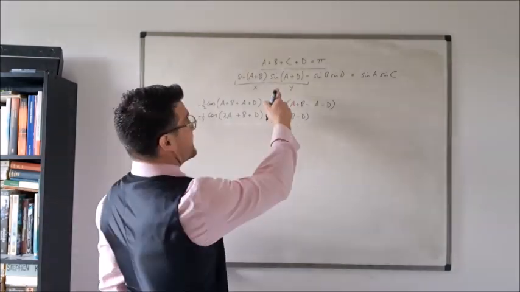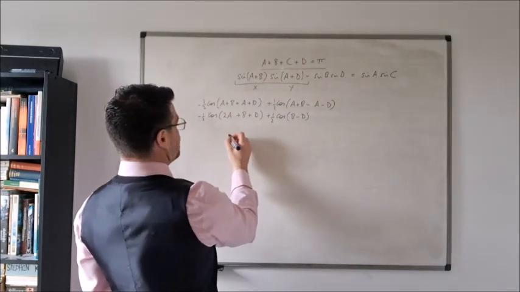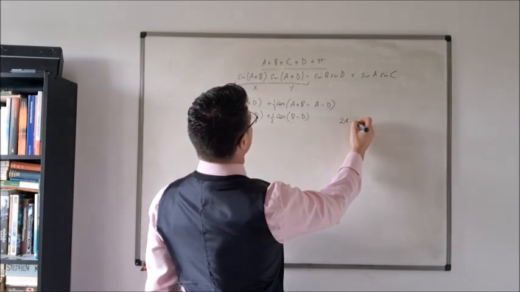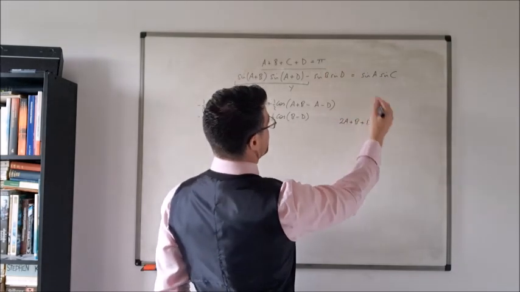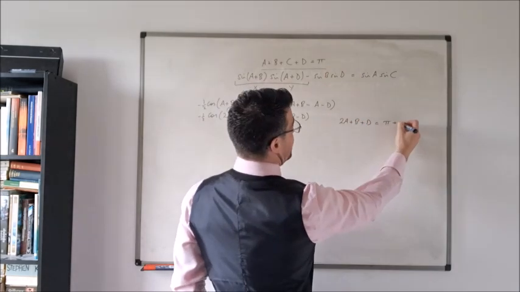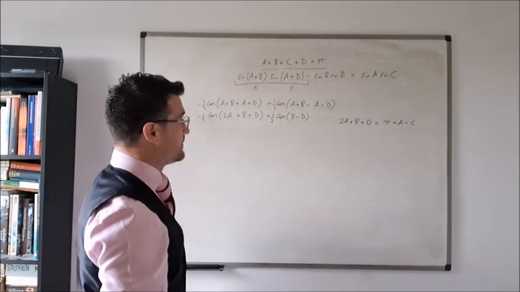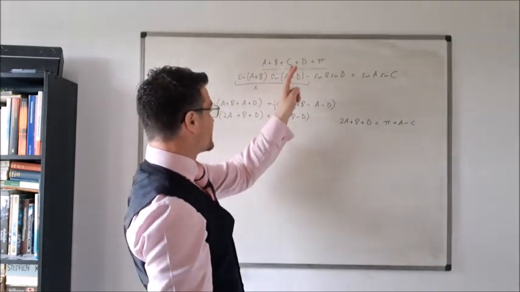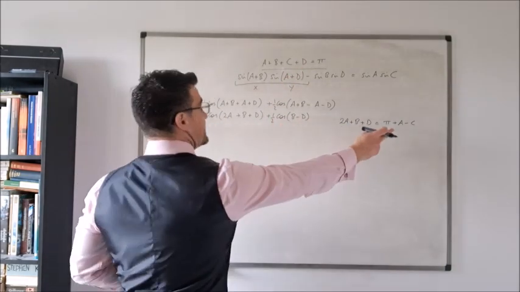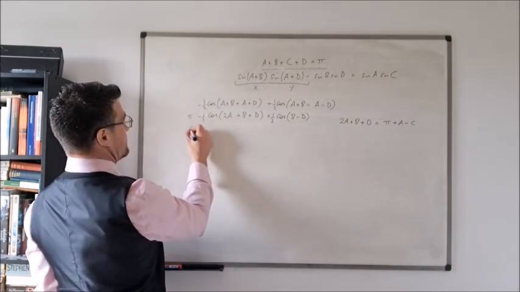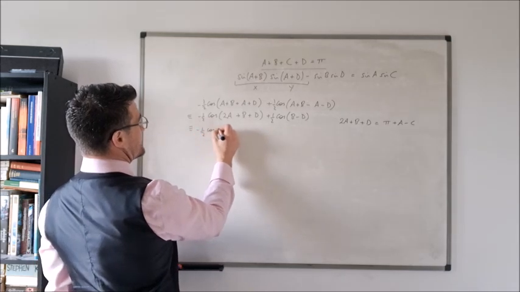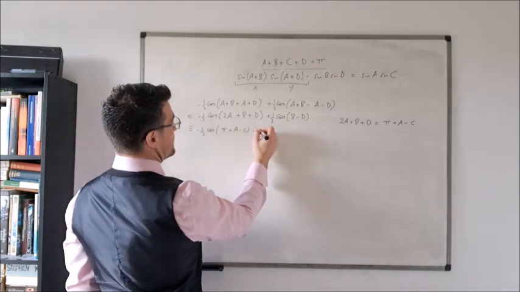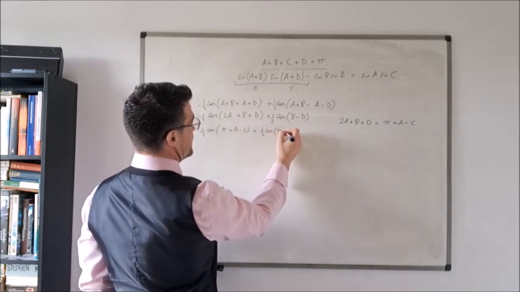Right, so using this bit of information, I can see then that 2a plus b plus d is going to be equal to what? Pi plus a minus c. So just add a to both sides of this and then subtract c from both sides. So in other words, this I can replace with this. So I get minus a half cosine of pi plus a minus c plus a half cosine b minus d.